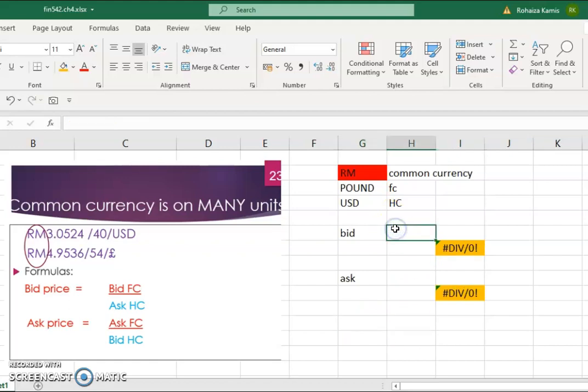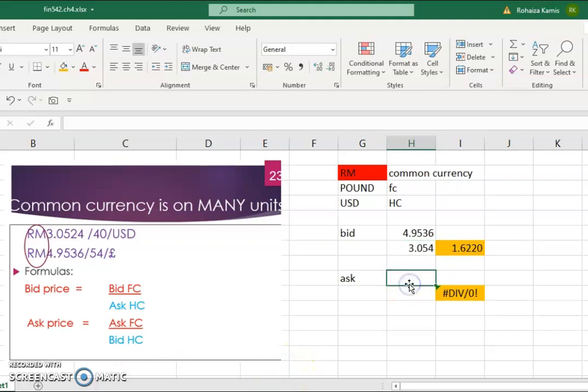Okay, now we put it in the formula. We want to find the bid price, so we take the bid of the foreign currency. What is the foreign? It is the pound. So we look at the pound quotation and take the bid, 4.9536. I divide it by the ask of the home. What is my home? USD. So I look at the USD quotation and take the ask, 3.0540. Okay, so I will get this answer.